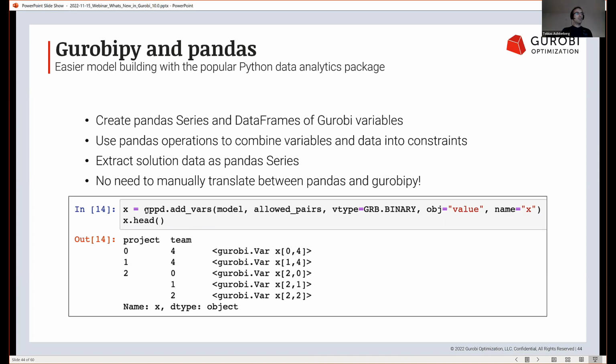When you create that, this gives you a Pandas data frame with the same dimensions that you had in this allowed pairs data frame, and the entries of that data frame are the Gurobi Pi variables. So this is the output of that. This data frame had a column project and a column team, and then the variables are created regarding these two dimensions.